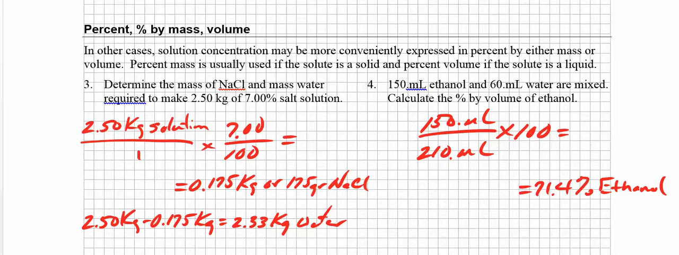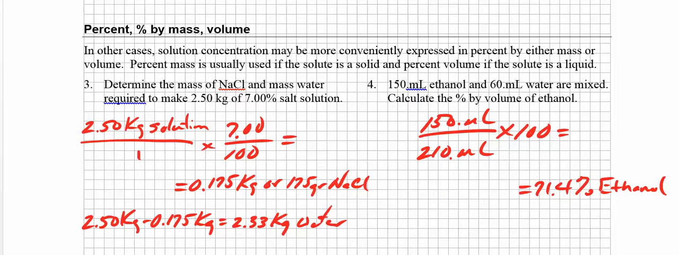It's 2.50 kilograms. 7% you would get by multiplying that by 7 over 100. That's 7%. That's what percent means. Percent means divided by 100. So now when you do that calculation, you get 0.175, or if you want that in grams, you could say 175 grams of sodium chloride.